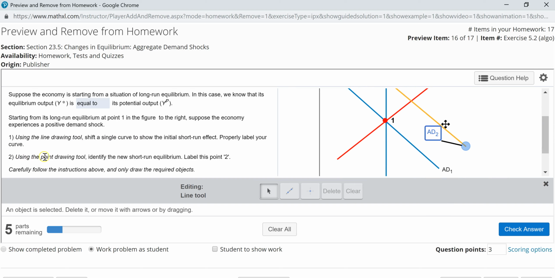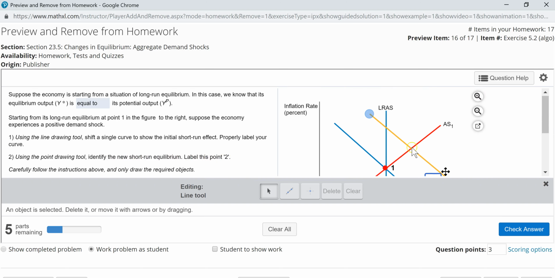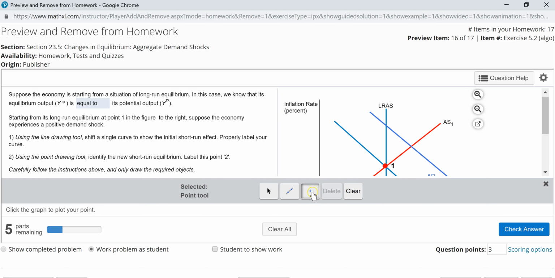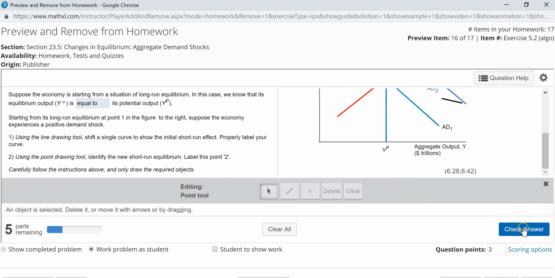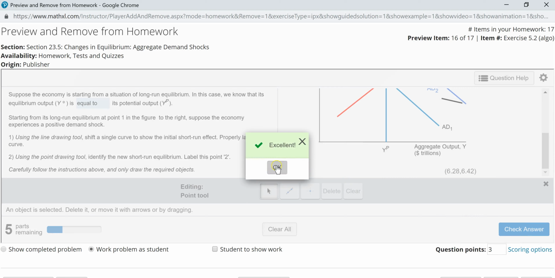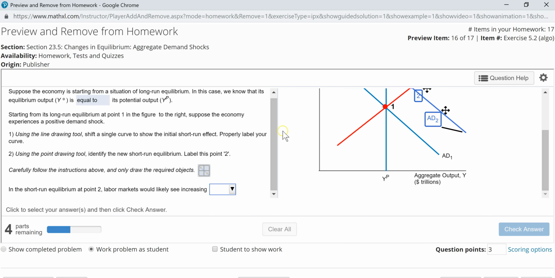And part 2, using the point drawing tool, identify the new short-run equilibrium. Label this point 2. So obviously the new short-run equilibrium will be the intersection of the new AD curve and the AS curve. The AS curve doesn't shift here, so it's the same. So now right here, this is point 2. And now check my answer. Okay, so let's move on.